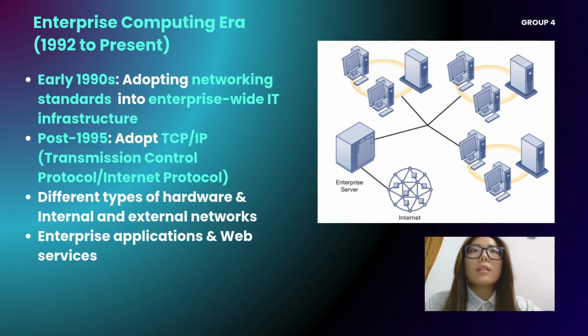In post-1995, the Internet became reliable, leading firms to adopt TCP/IP as the standard to integrate networks. The infrastructure connects the different types of hardware, which are mainframes, servers, PCs, mobile devices, and internal and external networks, including the internet and telephone systems. It also requires integration software such as enterprise applications and web services.